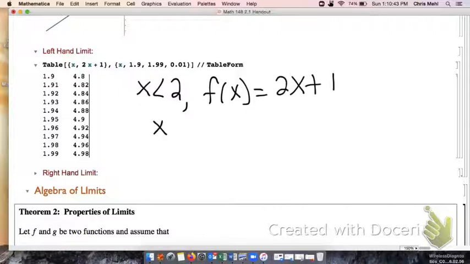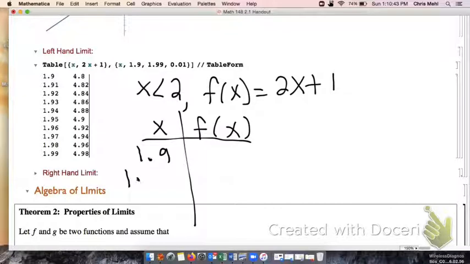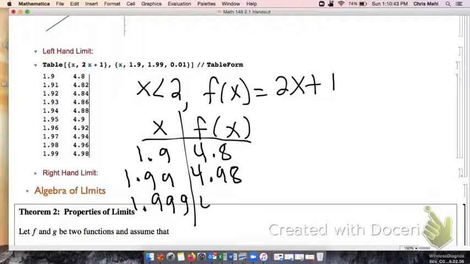Now again, if you're going to make a table of function values, like if I was going to do this by hand, if I was going to approach 2 from the left, I'd probably do 1.9, 1.99, 1.999. You'll notice when you plug in 1.9, you get 4.8. You're going to get 4.98 when you plug in 1.99, and I believe you're going to see 4.998 if you plug x equals 1.999 in. So you'll notice that the function values as you approach 2 from the left are getting close to 5.